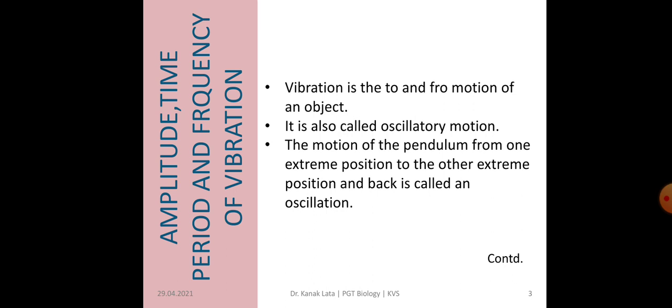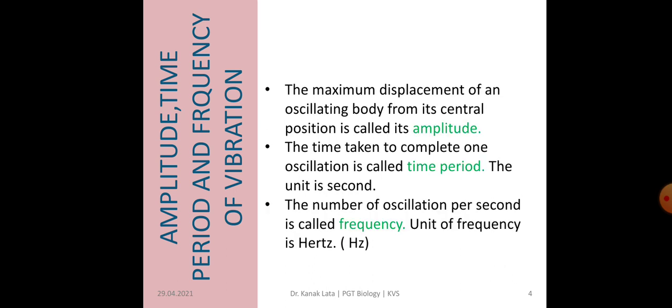Thus, the maximum displacement of an oscillating object, that is the maximum movement of an oscillating object from its central position, is called amplitude, and the time taken to complete one oscillation is called time period. Its unit is second. The number of oscillations per second is called frequency.